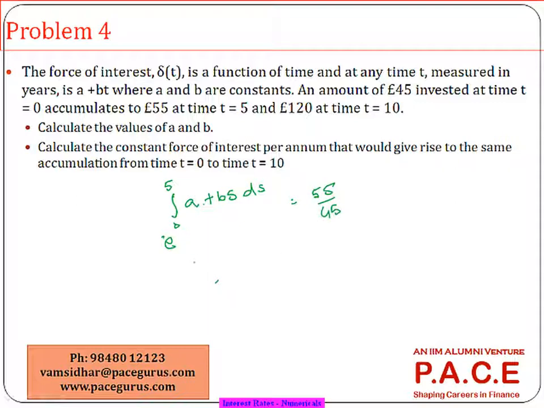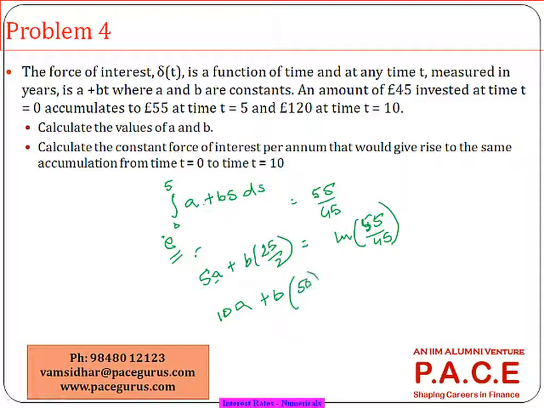We ignored that part. So typically when I integrate this, it comes out as 5A plus B into S squared, which is 25 by 2, is not 55 by 45. It is log 55 by 45 because we are going ahead with the E power. This part we have missed out earlier, which means the second part will go as 10A plus B into 100 by 2, which is 50, is equal to log 120 by 45.